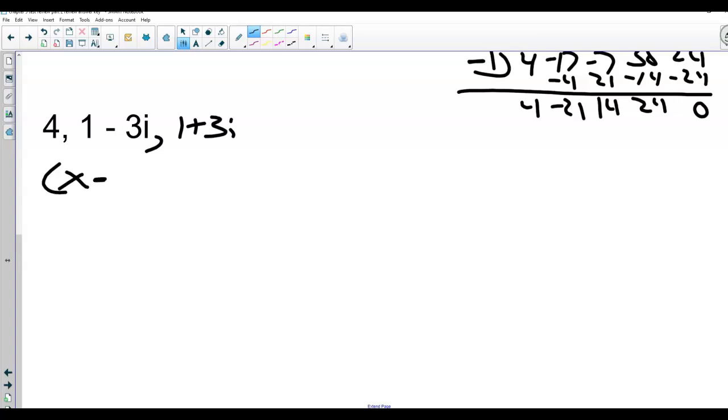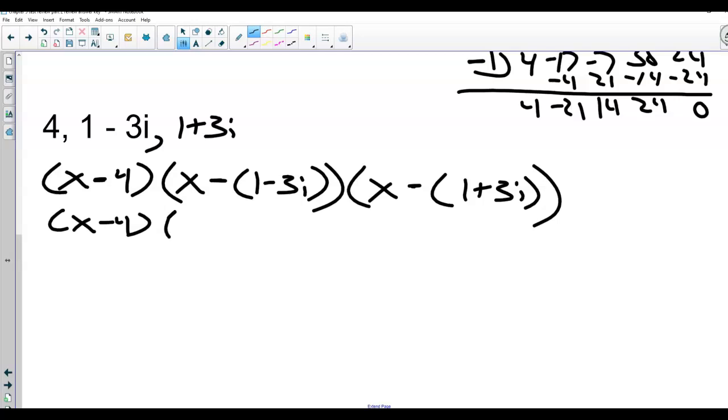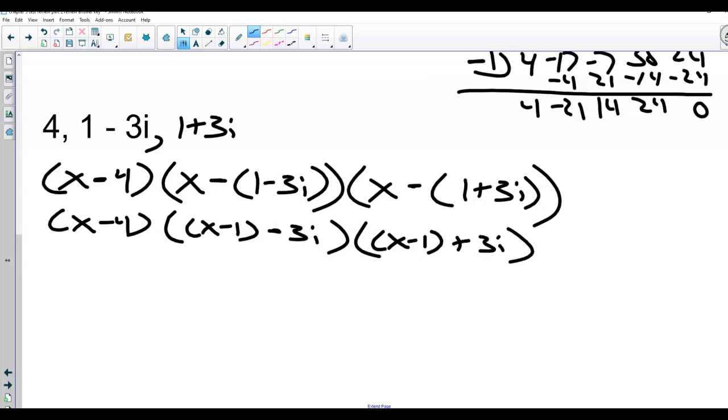We change the sign in front of the rational number. X minus 4. This becomes x minus parentheses 1 minus 3i. And x minus parentheses 1 plus 3i. The parentheses are very important. My first step here, we want to work with the back two parentheses first, is to move the parentheses. Parentheses x minus 1 minus 3i, parentheses x minus 1 plus 3i. We're actually creating a difference of 2 squares.